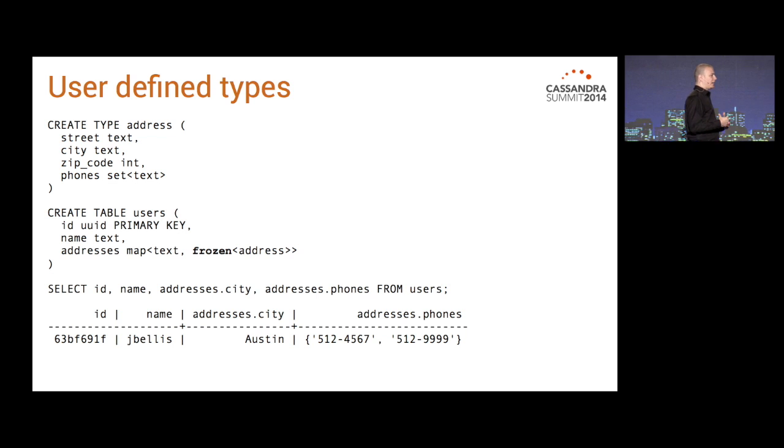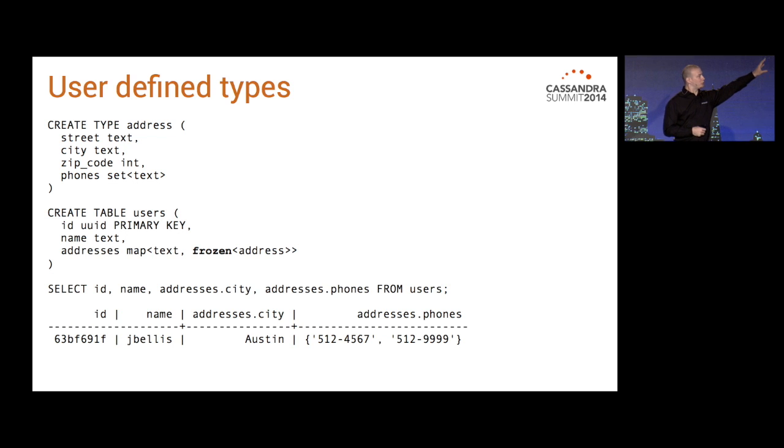Now, user-defined types, this is now new in 2.1. This is not in 2.0.6 anymore. User-defined types are new in 2.1, and they allow you to build hierarchies of data in your Cassandra rows. So you can think of this, if this helps, as a type-safe document database.